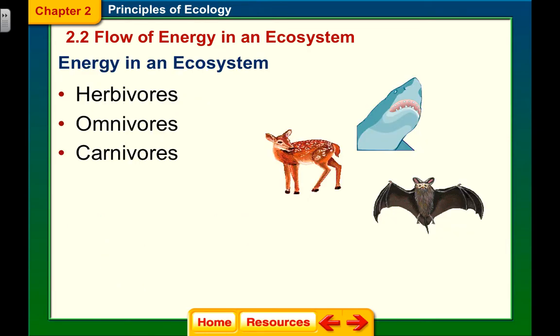There are three kinds of consumers here. The herbivores, you've probably learned this in second grade or so, things that only eat plants. Omnivores, things that might eat both. All right, and then carnivores, things that only eat other consumers. So eat producers only, eat producers and consumers, eat only consumers.